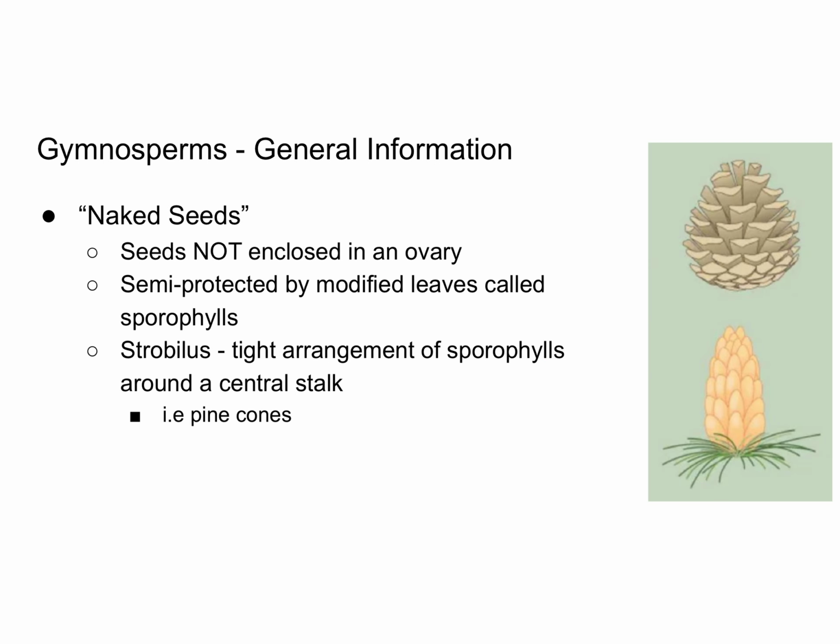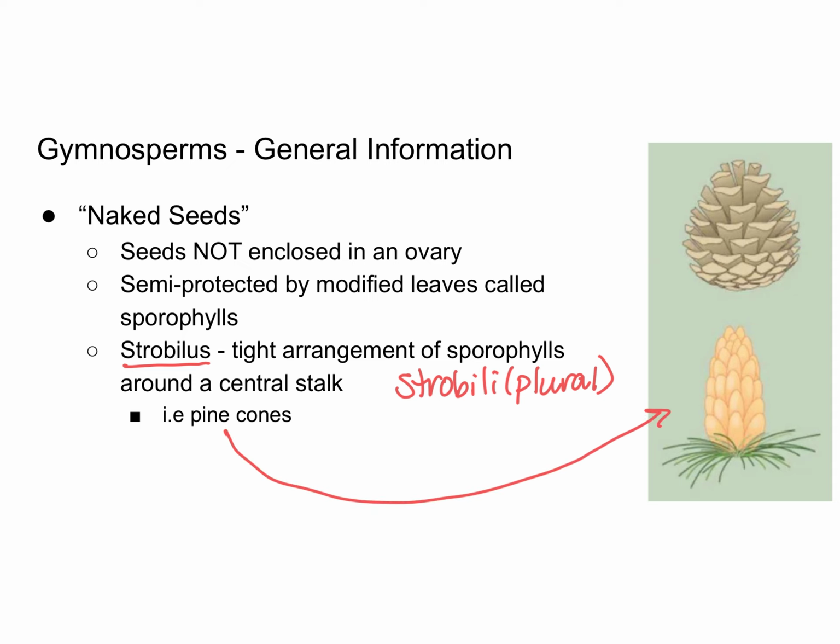The word gymnosperm actually means naked seeds, and so these are seeds that are not enclosed in an ovary. These seeds are somewhat protected by modified leaves called sporophylls. And these sporophylls are arranged in a structure known as a strobilus, and the plural would be strobili. And this is just the scientific name for a cone. So pine cones, like you see in this picture here, these are the strobili, which are those modified sporophylls that contain the seeds.